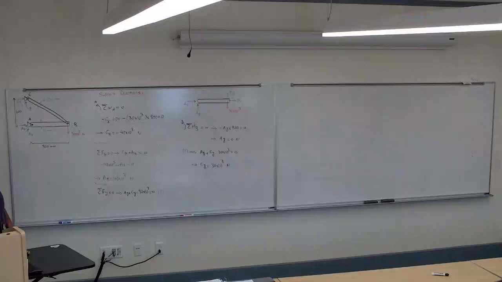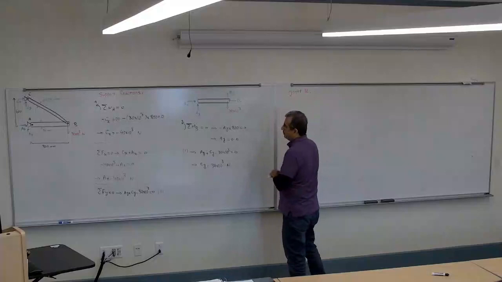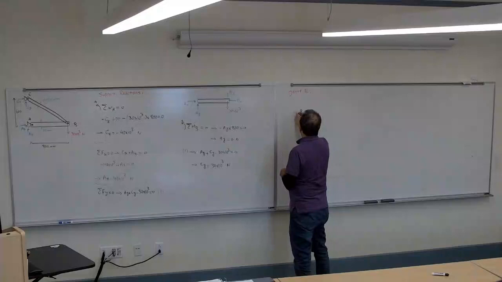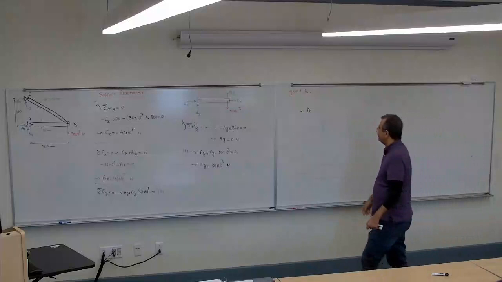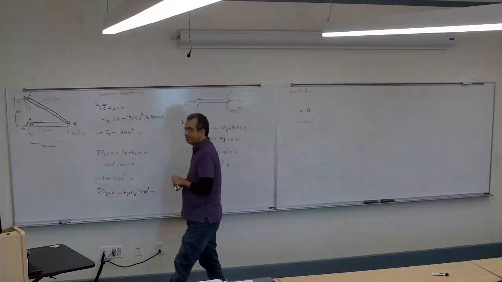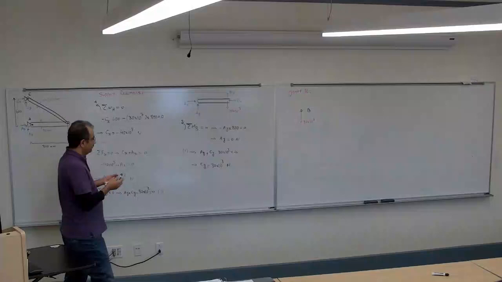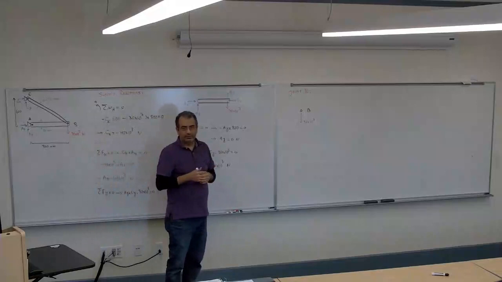If I just draw the joint B, what would I have on the joint B? This is B. If I draw the free body diagram for the joint B, I have that 30,000 going down. What else? At joint B, the force of the AB would also be applied on that.